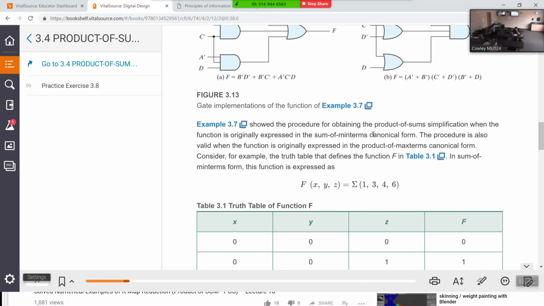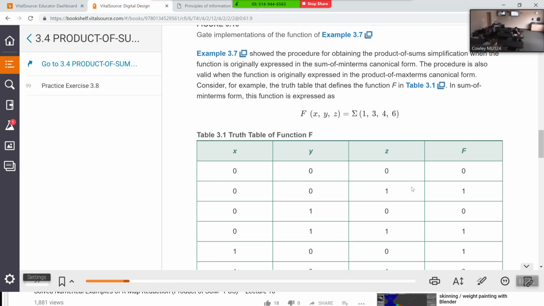Okay, this shows the procedure for obtaining the product of sums simplification when functions are originally expressed in sum of minterms, a canonical form. The procedure is also valid when functions are originally expressed in product of maxterms, canonical form. Consider, for example, the truth table that defines the function F. In sum of minterms, the function is expressed this way: 1, 3, 4, 6. I'm not going to go through that, and it's kind of strange how they do it anyway.